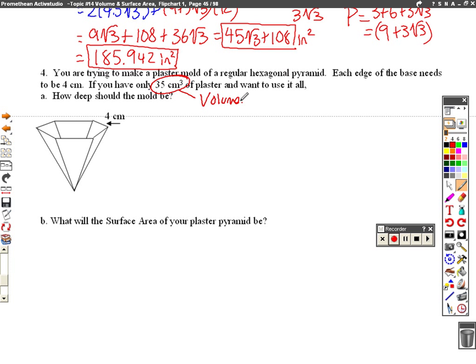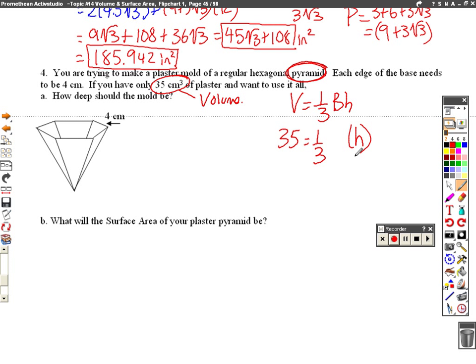All right, so we know the volume, which means we're going to need that volume formula, which is now 1/3 B times H. And it's 1/3 because it's a pyramid, not a prism. And we saw yesterday in the video that the volume of a pyramid is 1/3 of the volume of its prism counterpart. All right, so we want that number to be 35, to be 1/3 big B times H. And H is what we're looking for.